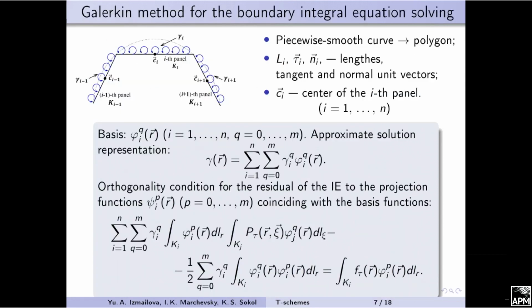For the Galerkin method for the boundary integral equation solving, the airfoil should be replaced with a polygon. The polygon edges we will call the panels.